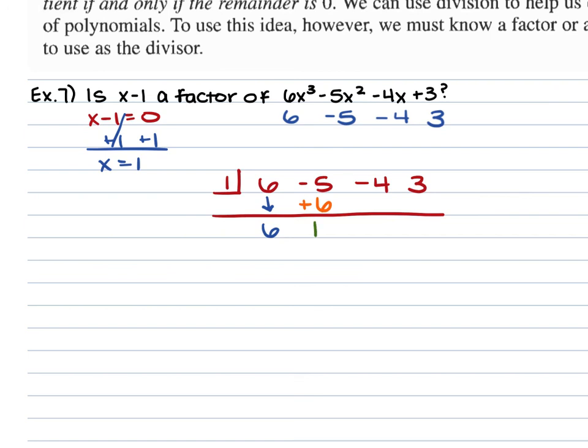Take the 1, multiply it by the number in the box, which is 1. 1 times 1 is 1. Put it underneath your next number, which is negative 4. That 1 is positive. Add it with the negative 4. Negative 4 plus 1 is negative 3. From here, take the negative 3, multiply it by the number in the box, which is 1. Negative 3 times 1 is negative 3. Put that underneath your last coefficient or constant that you have there. 3 minus 3 gives us 0.